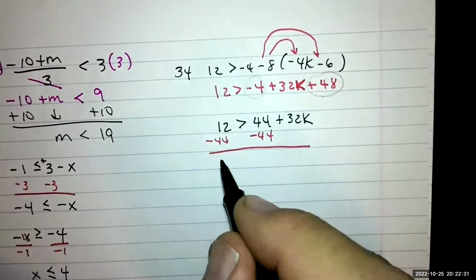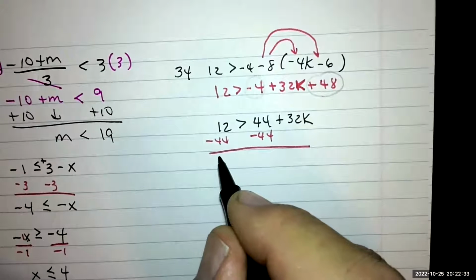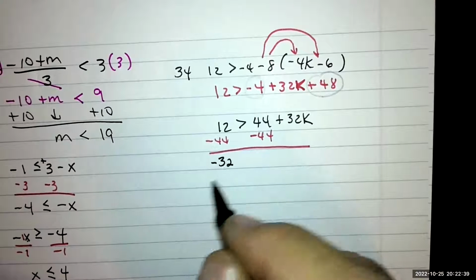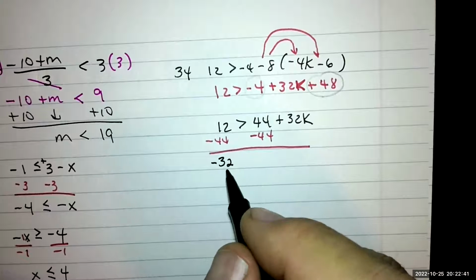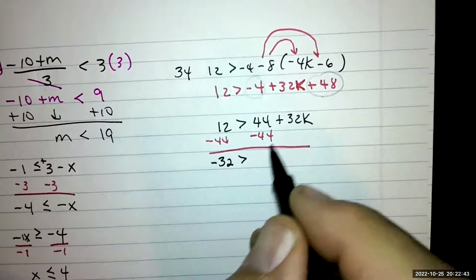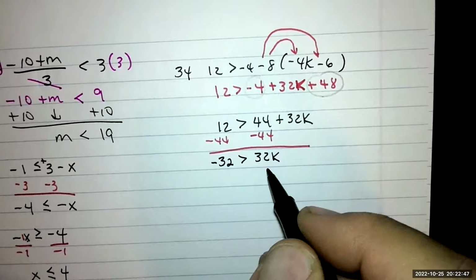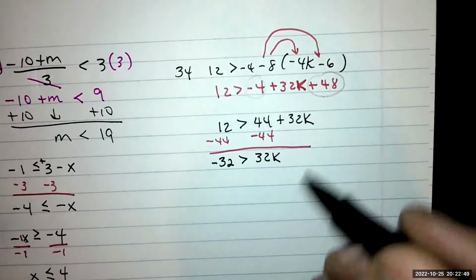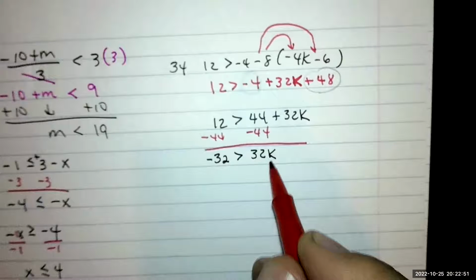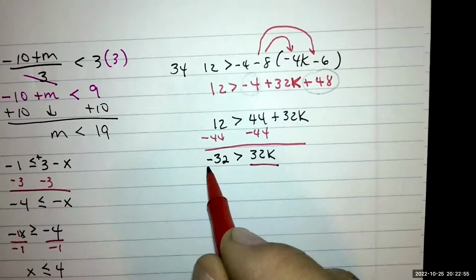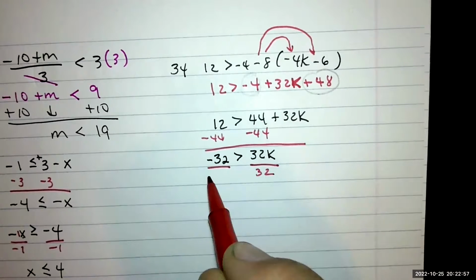44 subtract 12. I'm going to assume that is 32. And it's negative because 44 is bigger. And then we got 32k. What's your variable? K. What's being done to K? It's being multiplied by 32. So what's the opposite of multiply by 32? Divide both sides by 32.